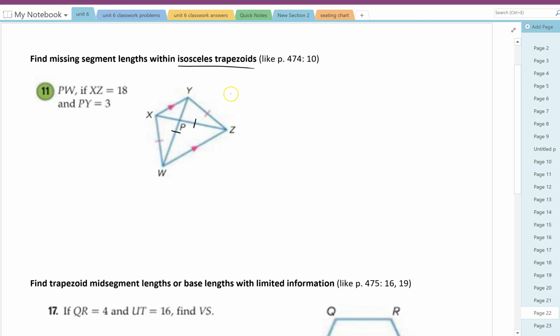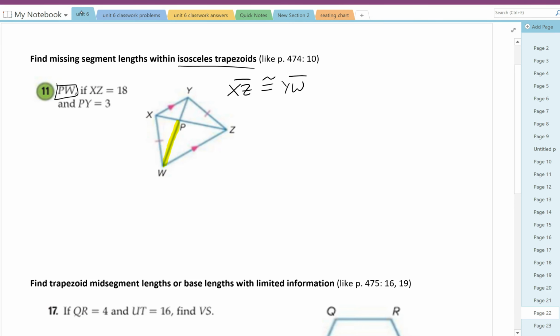In other words, line segment XZ is congruent to line segment YW. That's going to be important here. Okay, it wants us to find PW. Find PW. So I'm going to highlight the thing that it wants to know. It wants to know just this part. How long is that part?